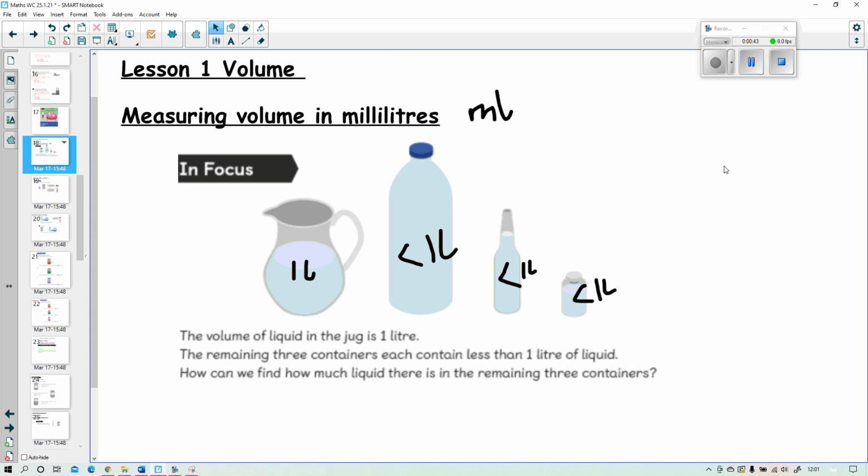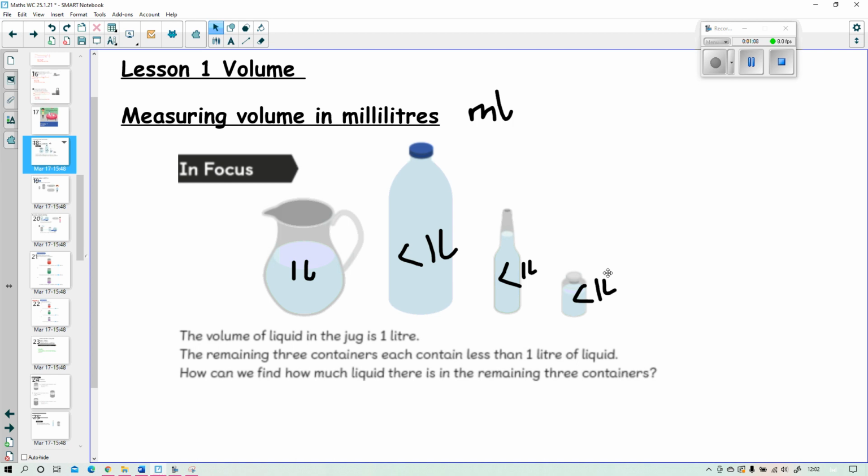Here's our question. The volume of liquid in the jug is 1 litre. The remaining 3 containers hold less than 1 litre. How can we find out how much there is in these 3? Pause and have a think about how you could work that out.